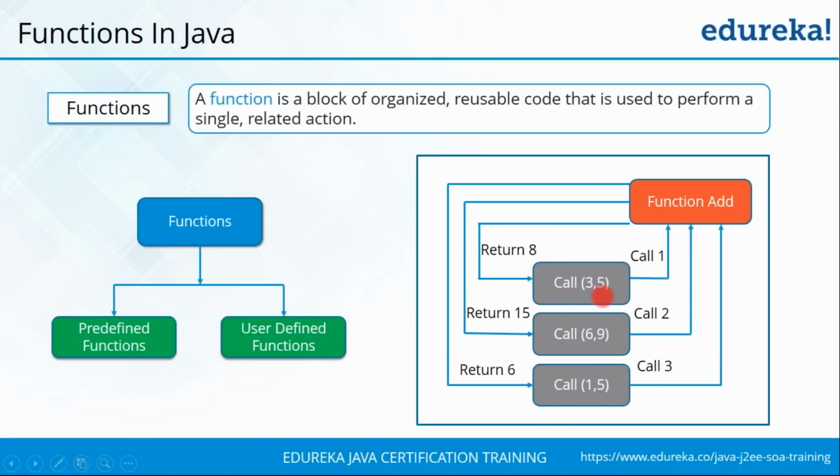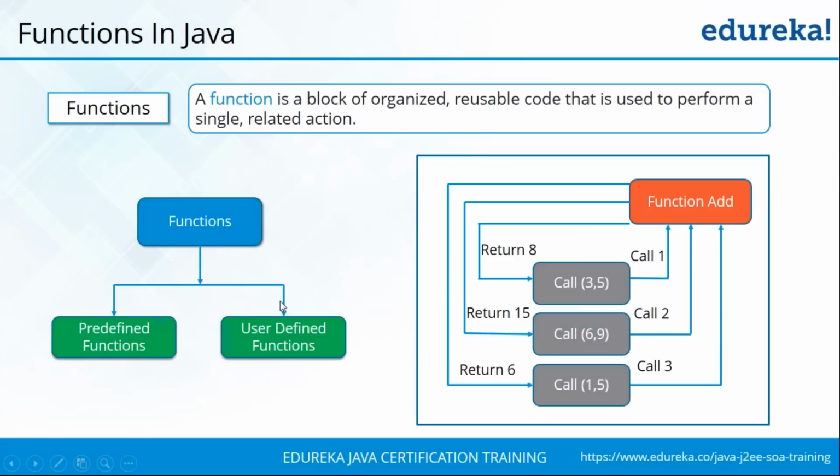Every time you call it with different values, the operation performed is the same, but it's going to return different values. So in my call 1, I'm going to send the values 3 and 5. In my call 2, I'm going to send 6 and 9. In my call 3, I'm going to send 1 and 5, and this function will just add these two numbers. Once it's added, it'll directly send you the result. So here it returns 8, returns 15, and returns 6. So are you clear with respect to how a function works?